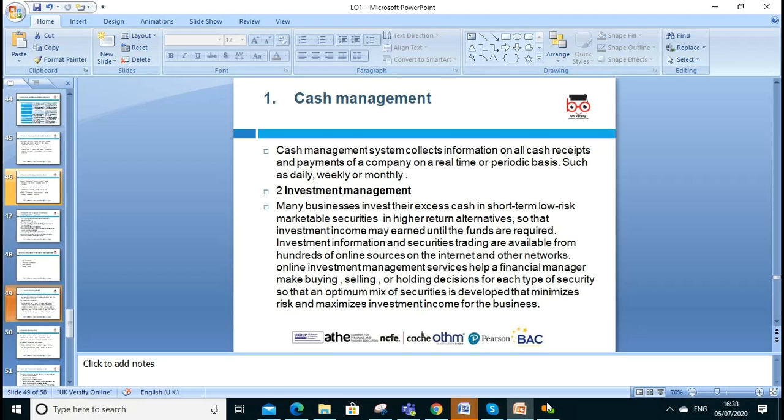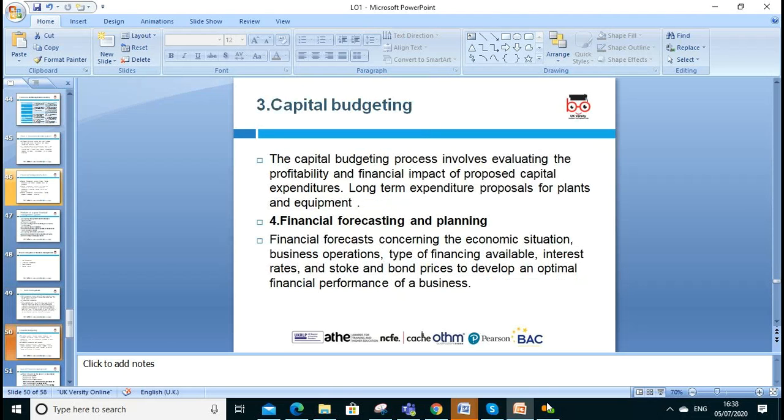So cash management collects information about receipts and payments. Investment information is about where you invest excess cash, in shares or various other assets. Capital budgeting means you look at where to get capital assets or capital. Do we know the difference between capital expenditure and revenue expenditure?